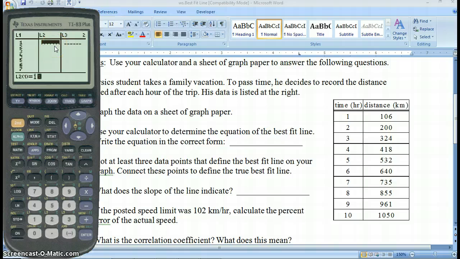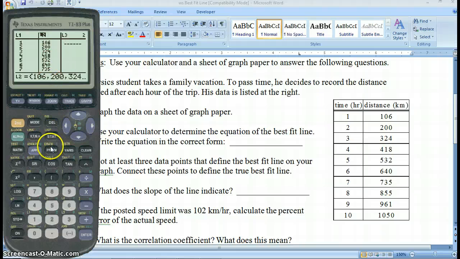Now I'm going to go ahead and type in my distance data in L2. This is going to represent my Y variable data. 532, 640, 735, 855, 961, 1050. Alright, so L1 is my time data, and that's X. L2 is my distance data, according to this problem, and that's Y.